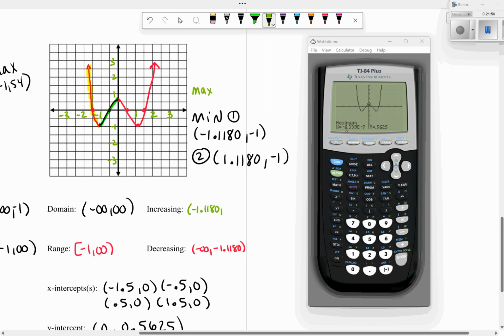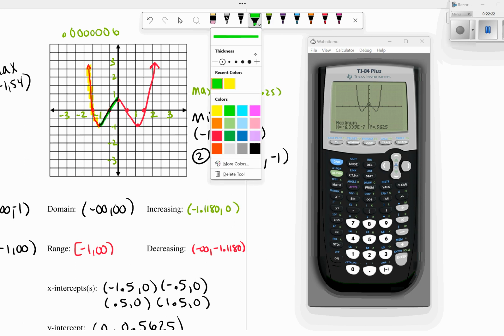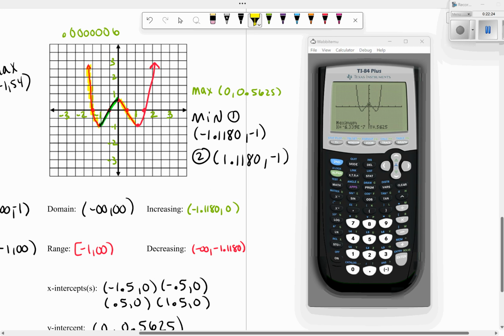It is at the y-intercept, because remember, if you see -6.339 e to the negative 7, we said that just really means that you're taking that decimal place and moving it 7 places to the left. So you would have 0.0, 1, 2, 3, 4, 5, 6 zeros, and then 6, etc. So really that's just 0. So the maximum is at (0, 0.5625). Okay, so it is. So we'll just say 0.